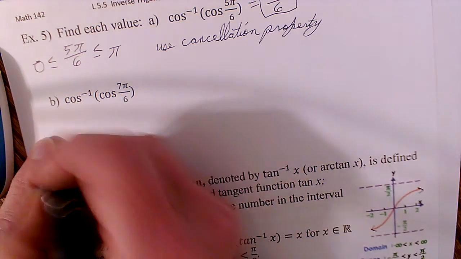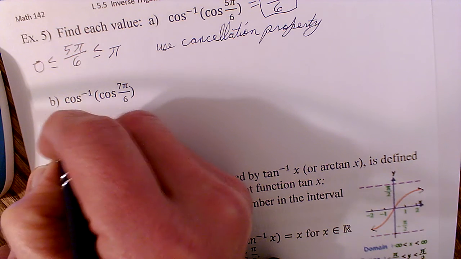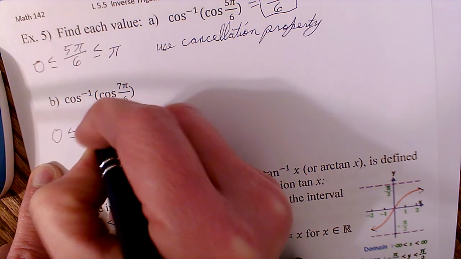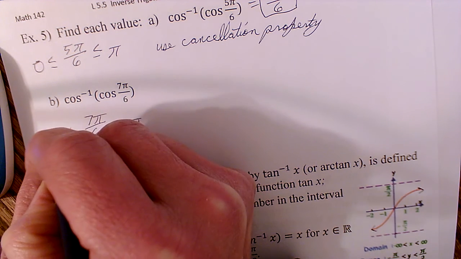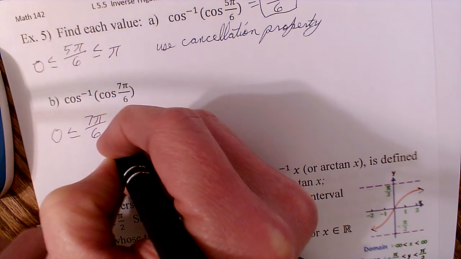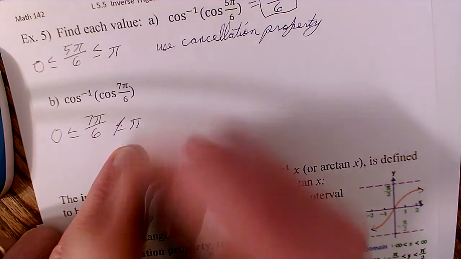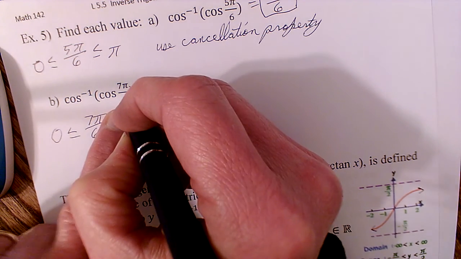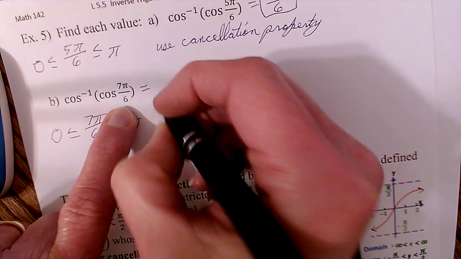Now let's try this one. Is this 7 pi over 6 going to be between 0 and pi? Let's find out. So 7 pi over 6 is greater than or equal to 0, but it's not less than pi. It's actually more than pi. So there it doesn't work. So we can't use the cancellation property on this one. We will not get 7 pi over 6 on this one.